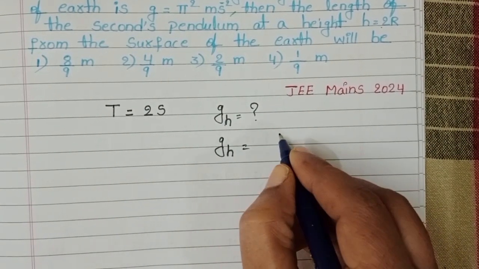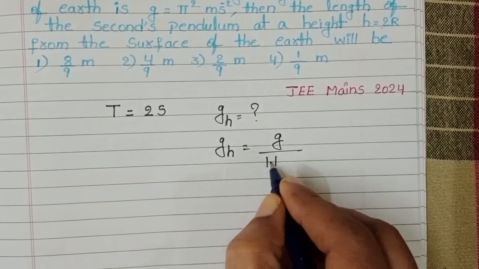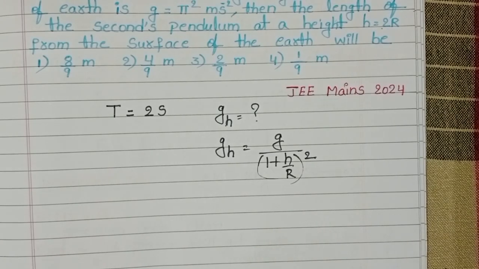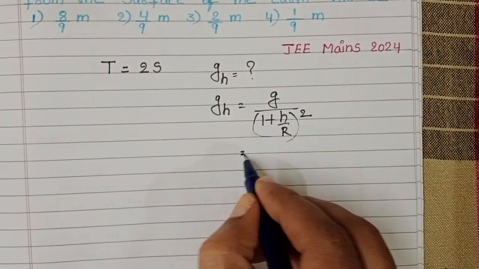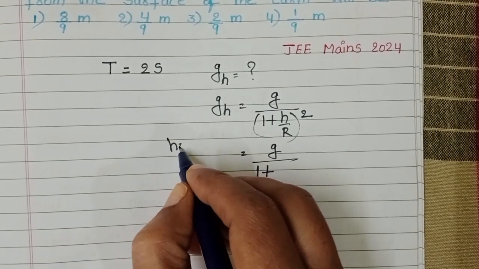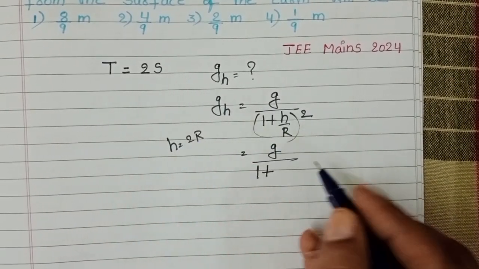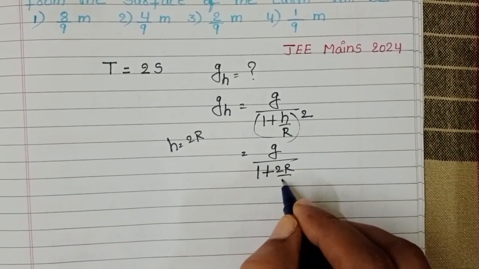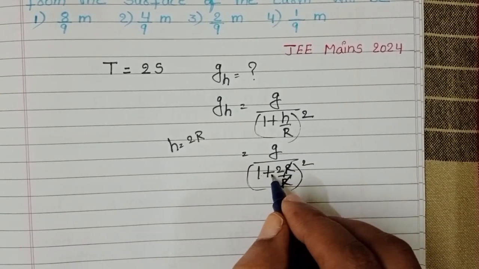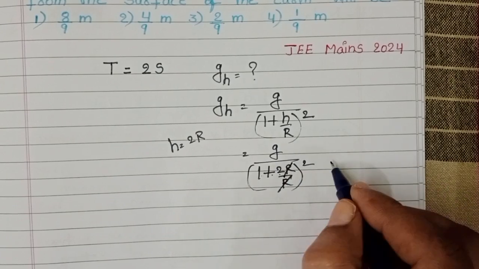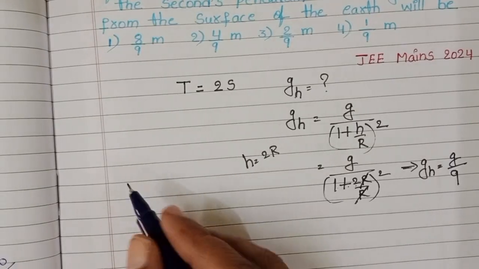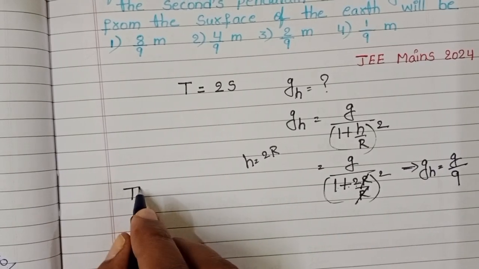g_h equals to g by (1 plus h by r) whole square. This is the formula to calculate the g value. g by (1 plus given height 2r by r) whole square. Here r gets cancelled. 1 plus 2, 3. 3 whole square equals to 9. g by 9.